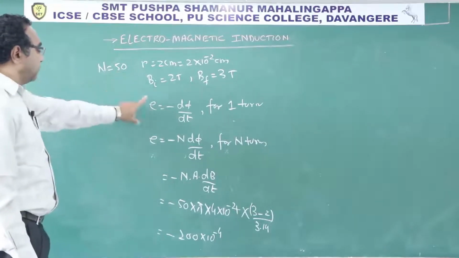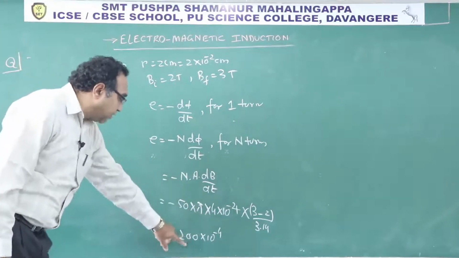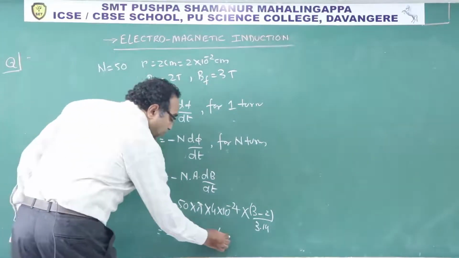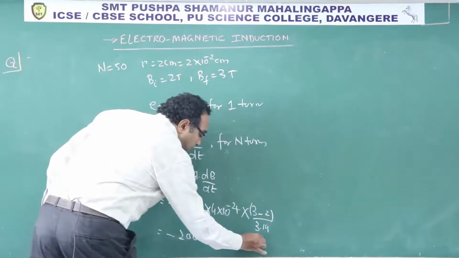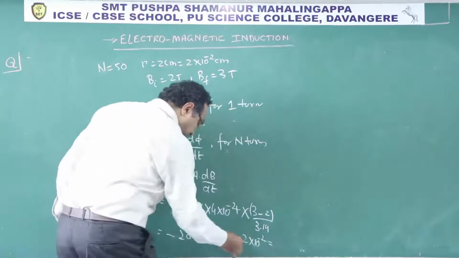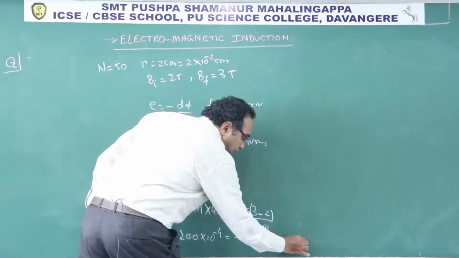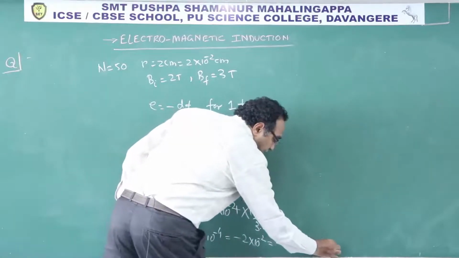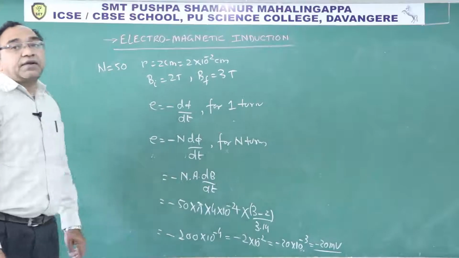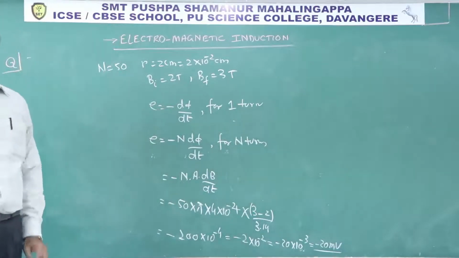Here it is 50, so we will take it as 50 turns. So 50 for 200 and you get 10 power minus 4. This is same as minus of 2 into 10 power minus 2. You can say this as minus 20 into 10 power minus 3 as well, and you can write it as minus of 20 millivolt. This is how we can find out the value of induced EMF.